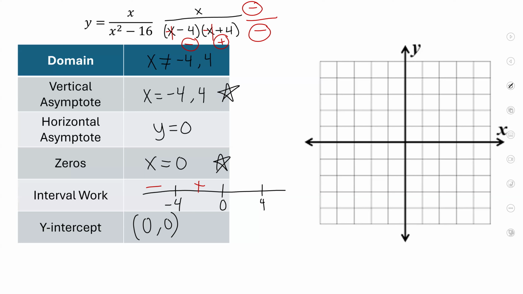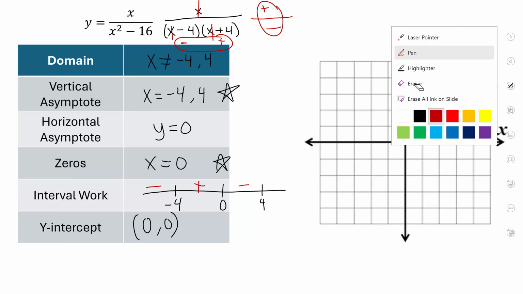Now let's test a number between 0 and 4. I'll test a positive one this time. So we'll plug in a +1. If I plug in a +1, I get a positive in the numerator, a negative, and a positive. Opposite signs, that's a negative. Opposite signs, this is a negative.